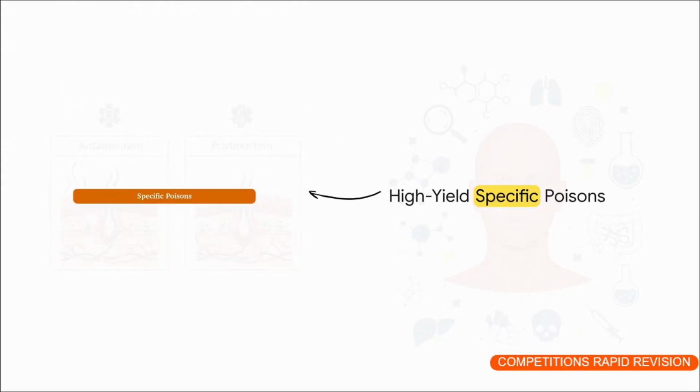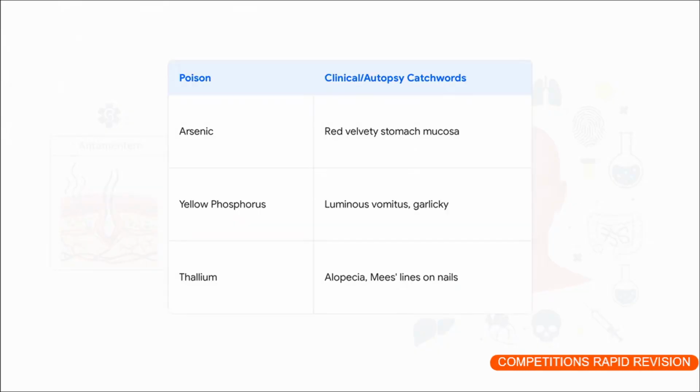Section 5. Let's finalize this session with a rapid-fire association sequence, mapping specific poisons straight to their definitive exam catchwords. Memorize these terms. Arsenic causes severe gastrointestinal irritation, giving you a red, velvety, pulpy stomach mucosa. Yellow phosphorus? That presents with luminous, smoking vomitus, a garlicky breath, and a 3-stage course that ends in fatal hepatic failure. And thallium binds directly to keratin, so it's definitively confirmed by diffuse alopecia, painful peripheral neuropathy, and those transverse white Mees lines on the nails.